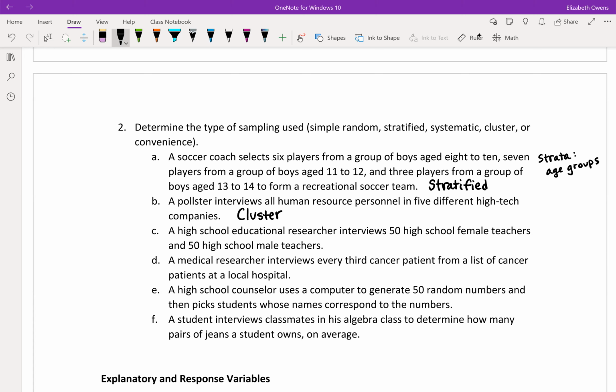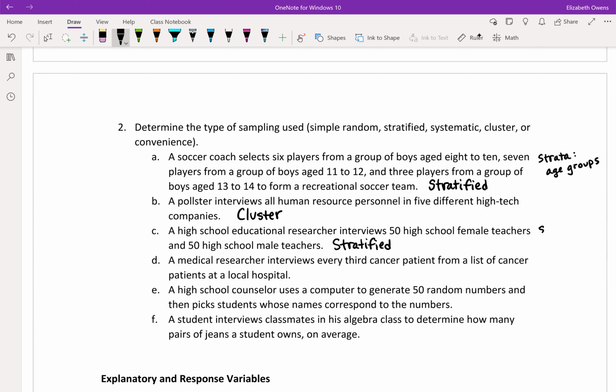Okay, next one. A high school educational researcher interviews 50 high school female teachers and 50 high school male teachers. Okay, so there is some sort of groups being made here. We have female teachers and male teachers. And it looks like we are not taking all the female teachers and all the male teachers. So this would be another example of stratified sampling. Stratified.